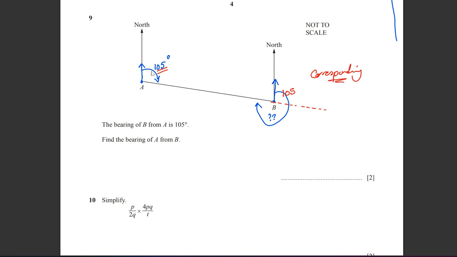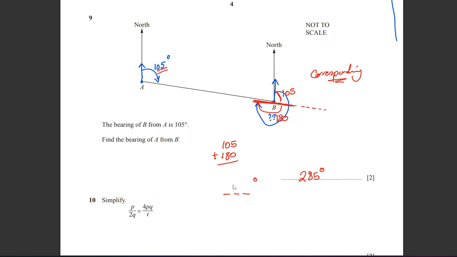If I extend this line, I can see that this is 105, so this is also 105, corresponding. And I have here a line, so this is 180. So the full answer is 105 plus 180, and we can calculate it, equals 285 degrees.